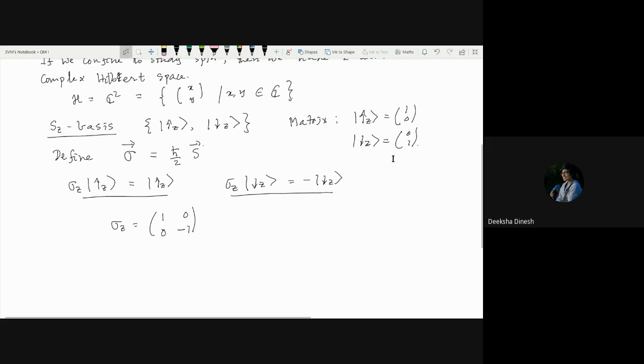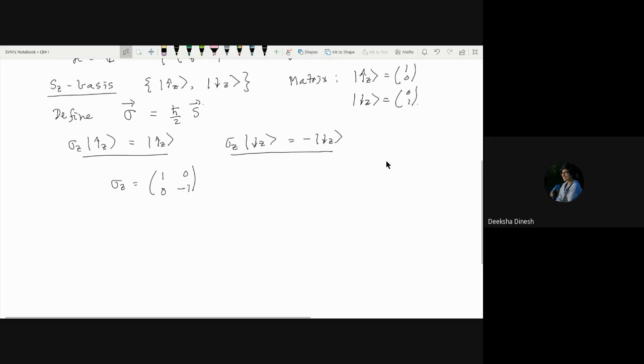So these matrices you can also write: sigma x equal to 0 1 1 0, and sigma y equal to 0 minus i i 0. Okay, and these matrices are called Pauli matrices, as you might already know.